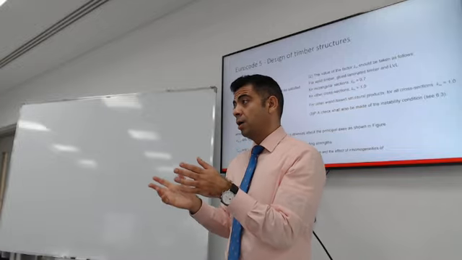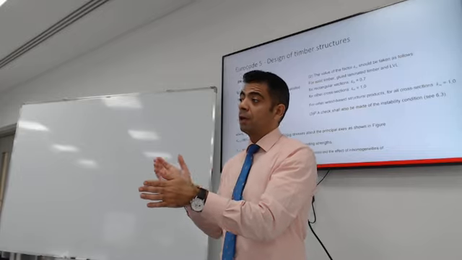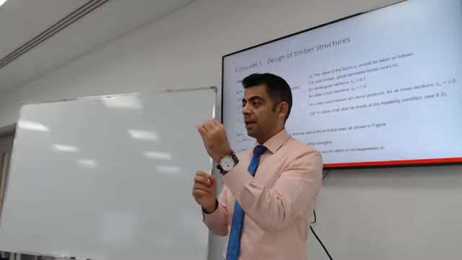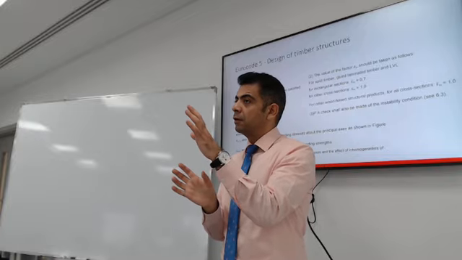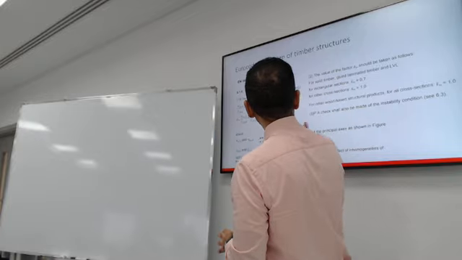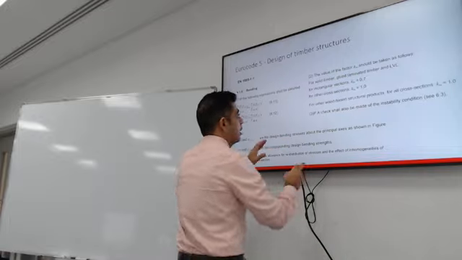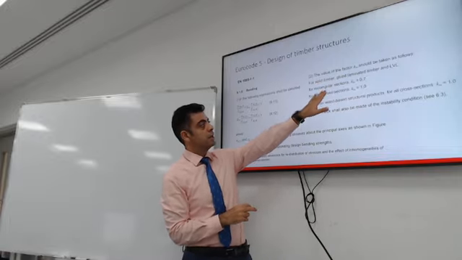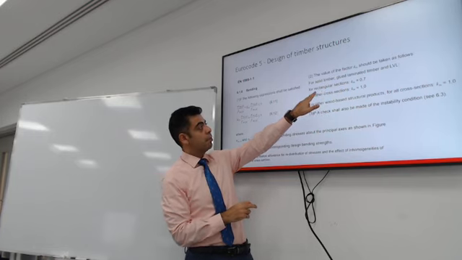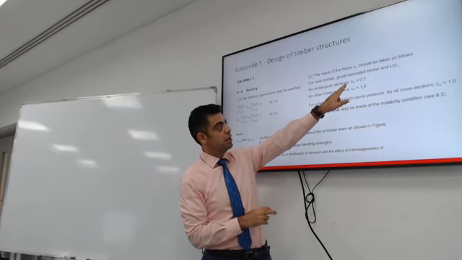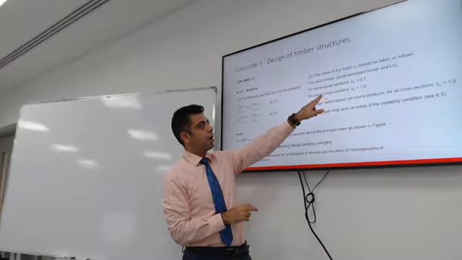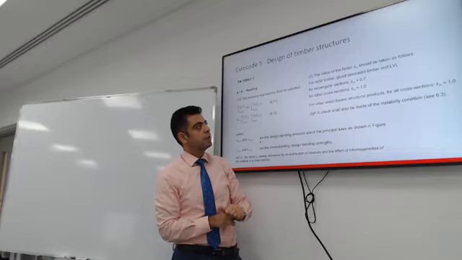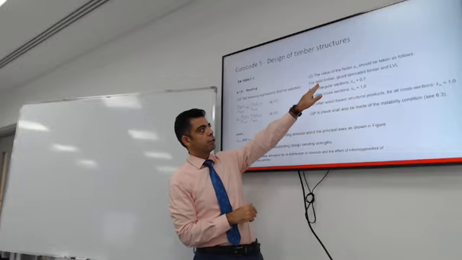Sometimes it could be 1, you need to take full moment in both directions. Sometimes it could be less than 1, depending on the shape and size of the section. So for example, for a rectangular section, use 0.7. For other cross sections, you can use it as 1. And this is applicable for solid timber.